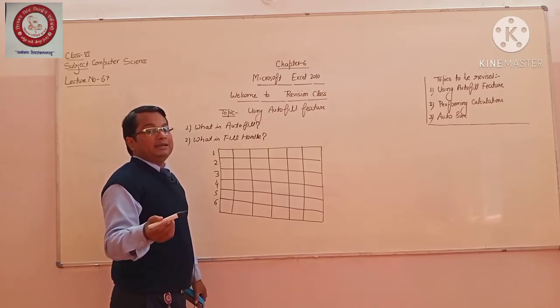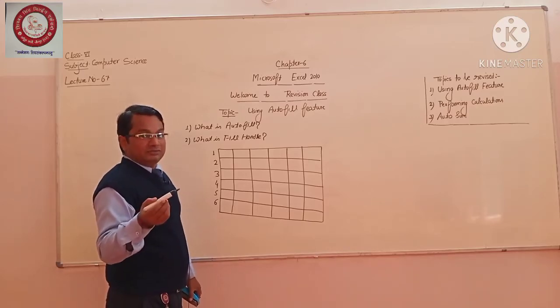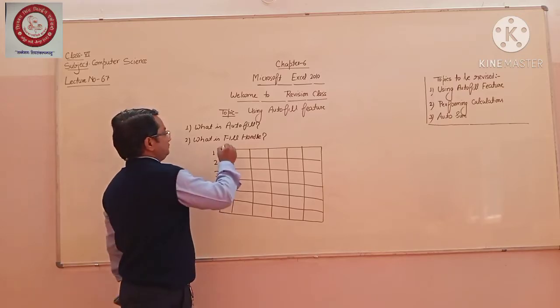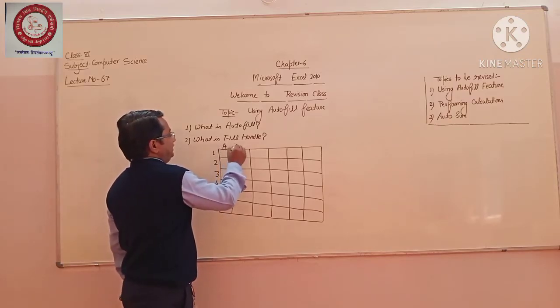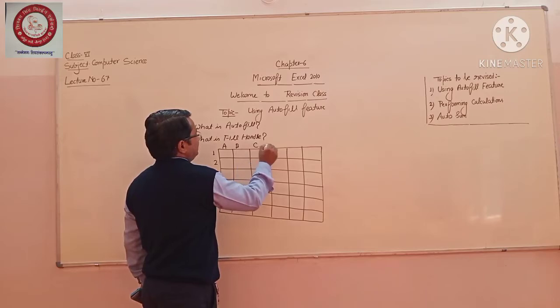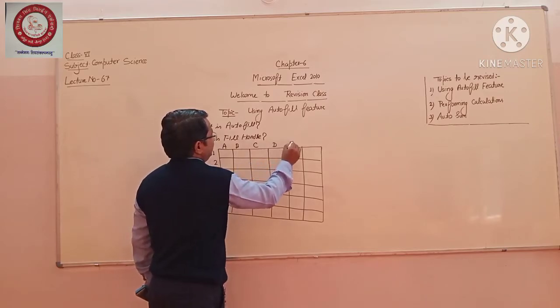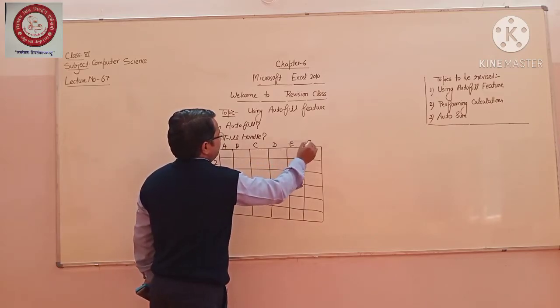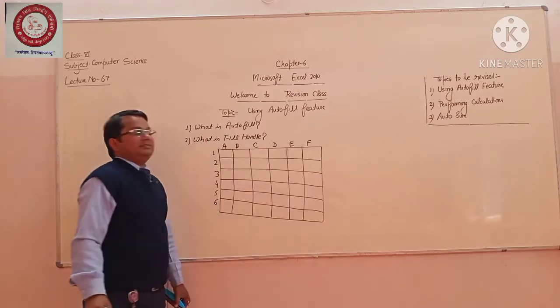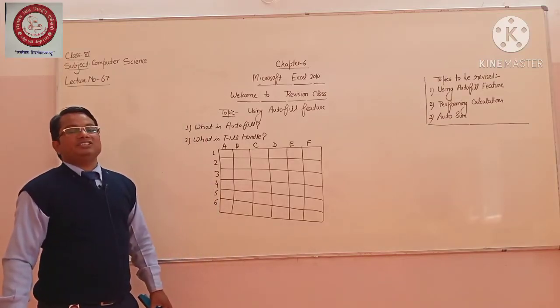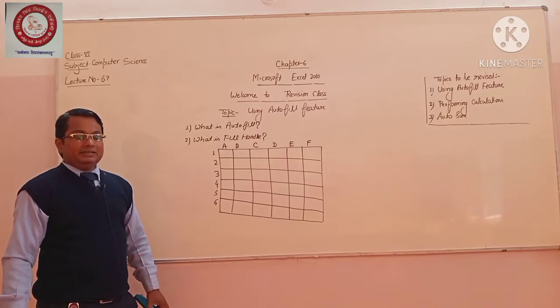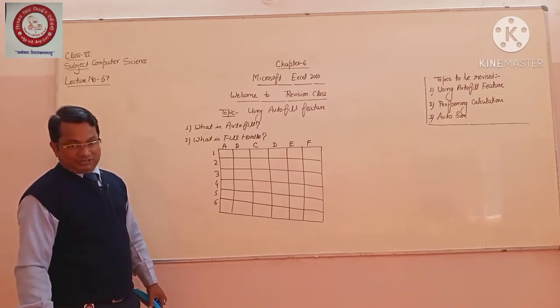alphabets. Please remember. So you can write A, B, C, D, E, F. It means that this is a worksheet of 6 by 6. 6 rows are there and 6 columns are there.